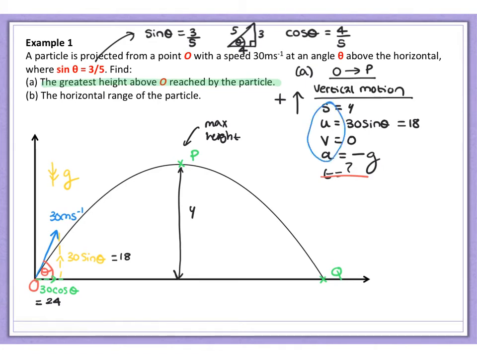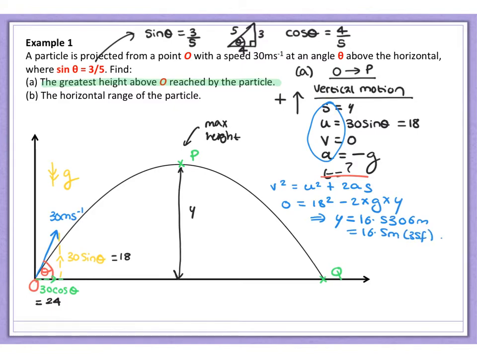So using these four variables, I can use v squared equals u squared plus 2as. 0 equals 18 squared, and then we can rearrange this equation to calculate y, which comes to 16.5306 metres, or 16.5 metres to 3 significant figures.